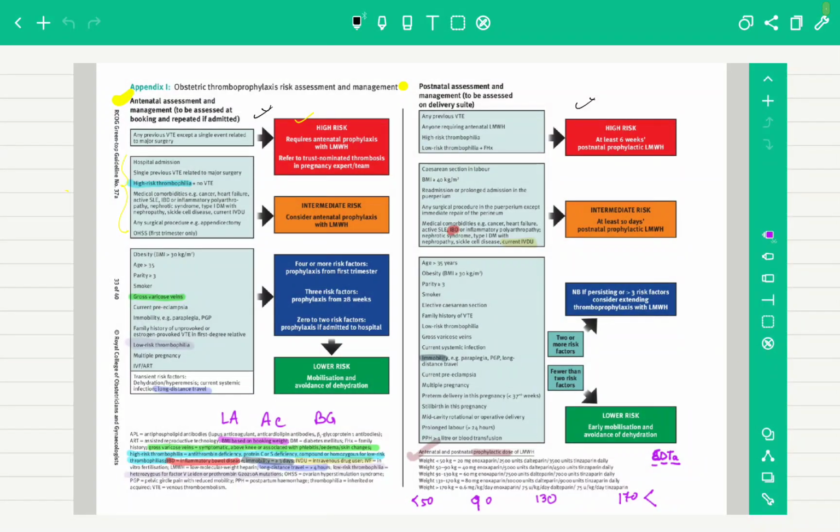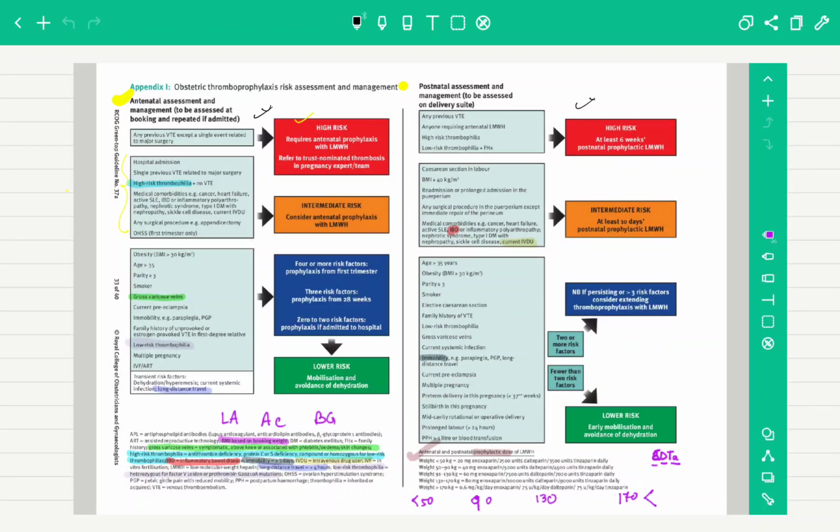We are going to talk about the obstetric thromboprophylaxis risk assessment and management. That is Appendix 1 of the RCOG Green Top Guideline number 37A. Now this appendix is extremely important but at times a little difficult to remember. So today we will try out a mnemonic to remember the risk factors.